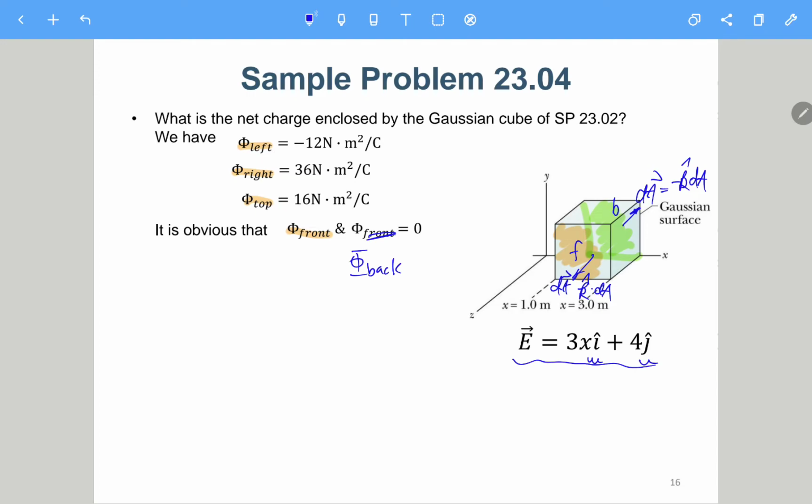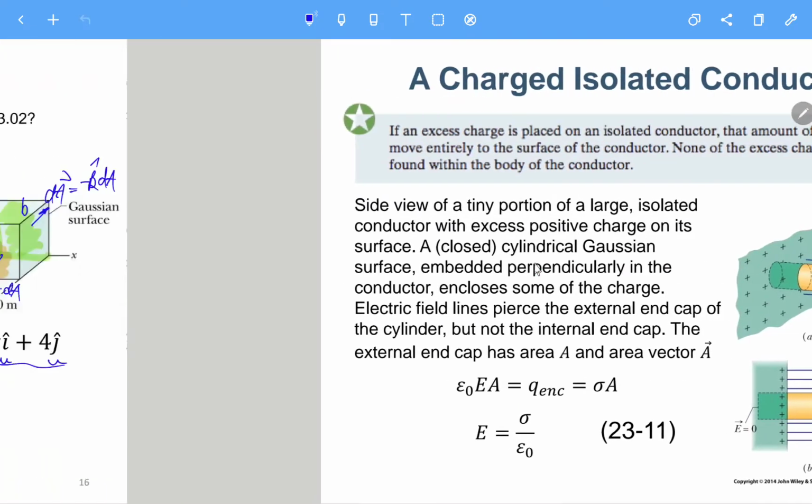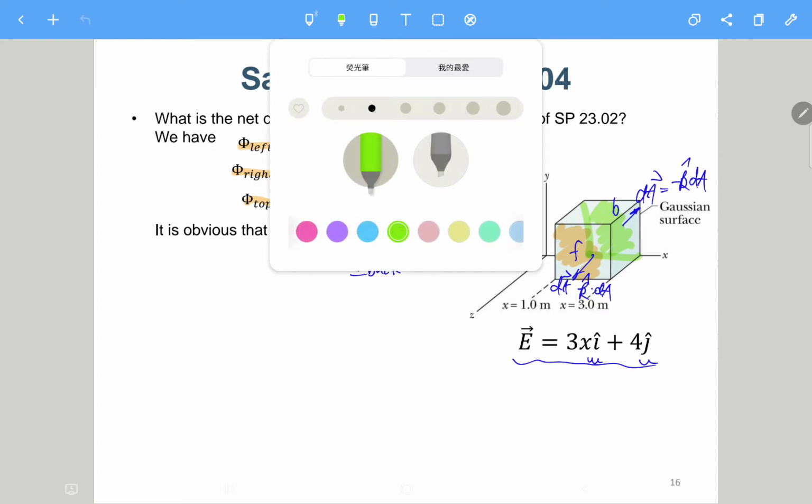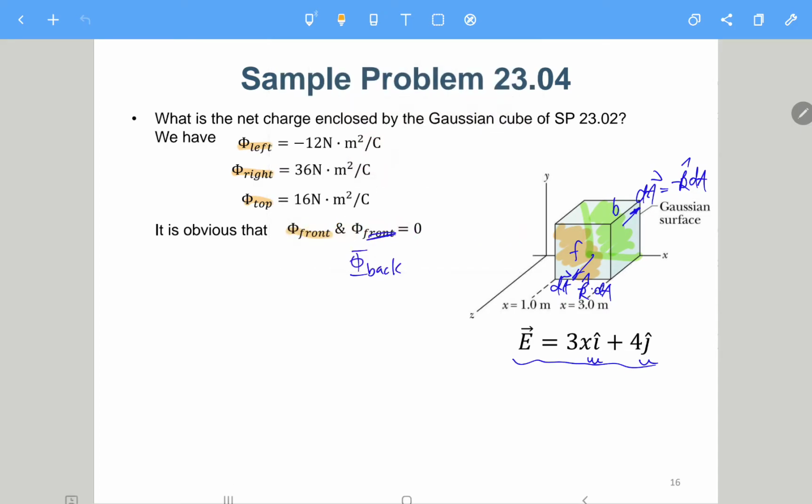So the remaining term is phi bottom, I suppose. So the question here is, what is the net charge enclosed by the Gaussian cube?